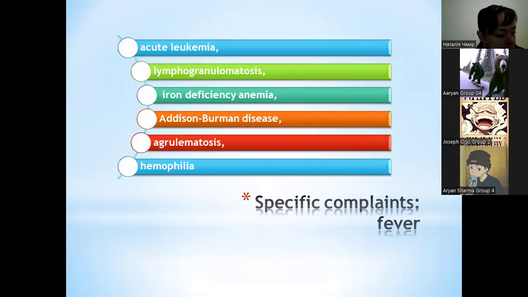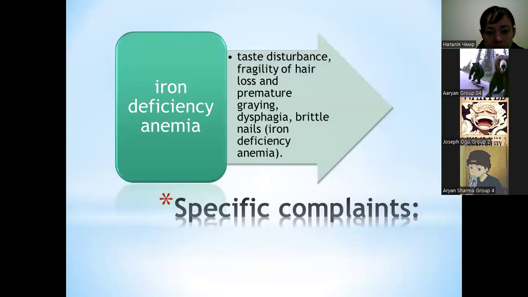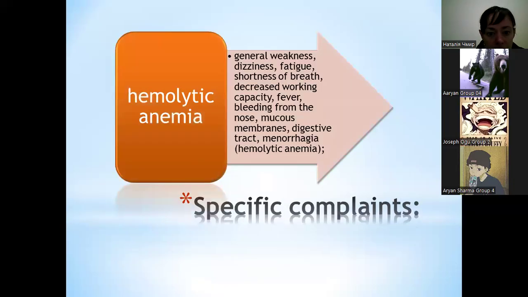Specific complaints include fever. Fever can be caused by acute leukemia, lymphogranulomatosis, iron deficiency anemia, Addison-Biermer disease, agranulocytosis, and hemophilia. The most common specific complaints of iron deficiency anemia are taste disturbances, fragility and loss of hair, premature graying, dysphagia, and brittle nails.